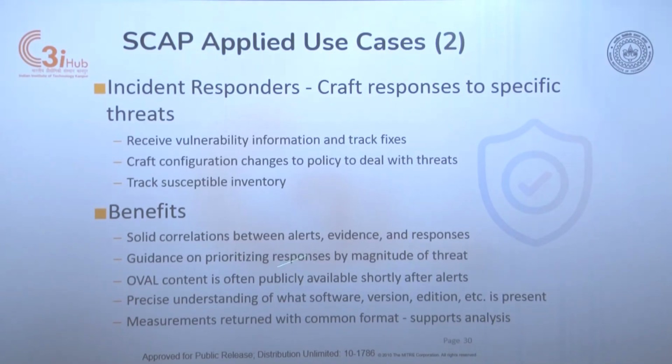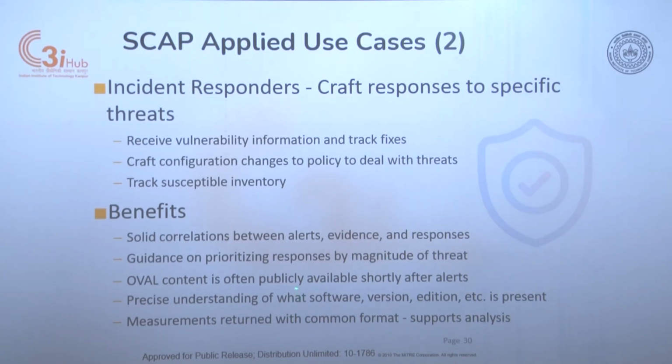So, solid correlation between alerts, evidence and responses can be obtained, because when you get alerts, you actually know exactly which machine it is talking about, and then you can know that there is some problem with respect to that particular configuration or particular vulnerability. Guidance on prioritizing responses by magnitude of threat. So, they are talking about CVSS. Using the CVSS score, you can tell which vulnerability you must fix.